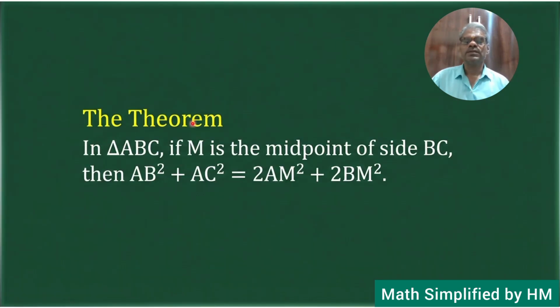Apollonius Theorem. The theorem: in triangle ABC, if M is the midpoint of side BC, then AB² + AC² = 2AM² + 2BM².